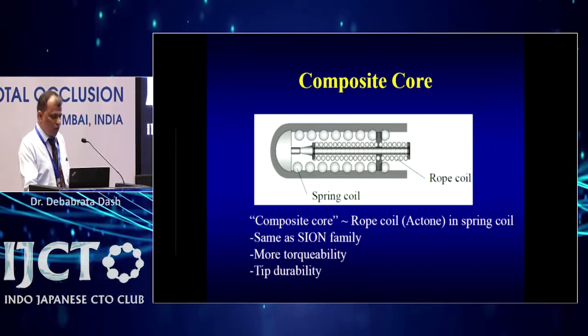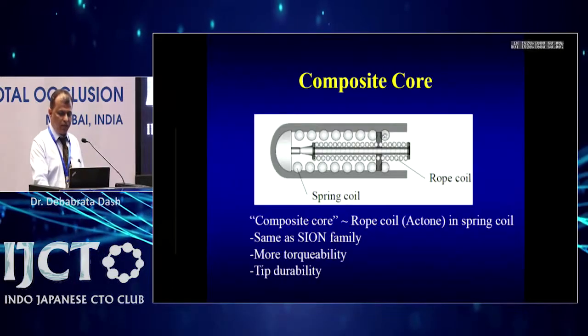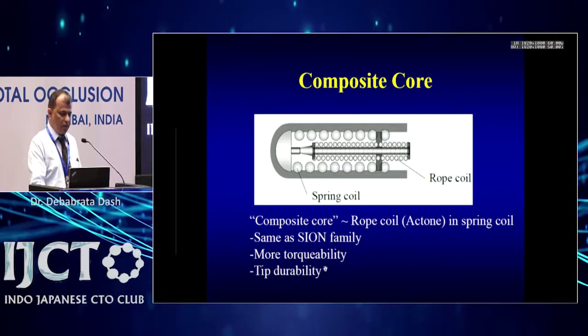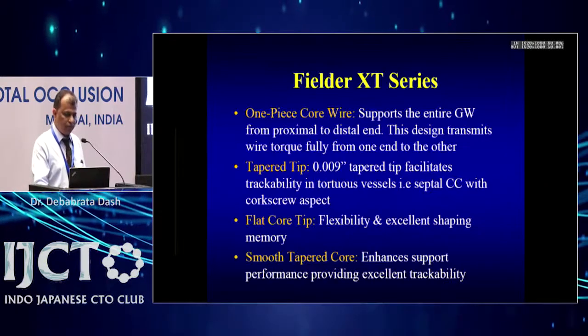The composite core is one where the rope coil is surrounded by a spring coil, the same as the Cyan family. It has got more torqueability and tip durability.